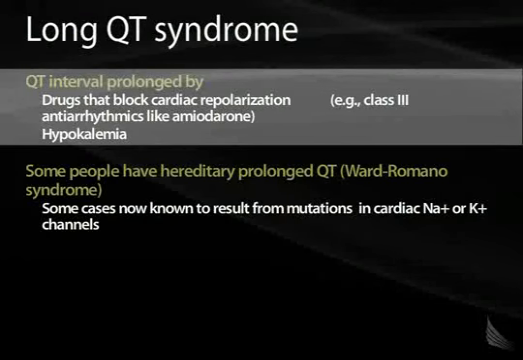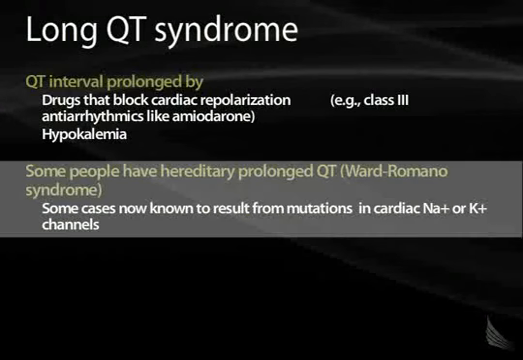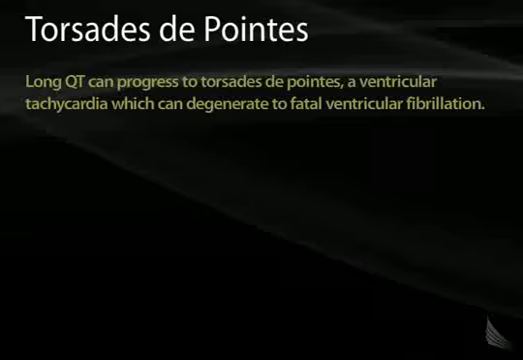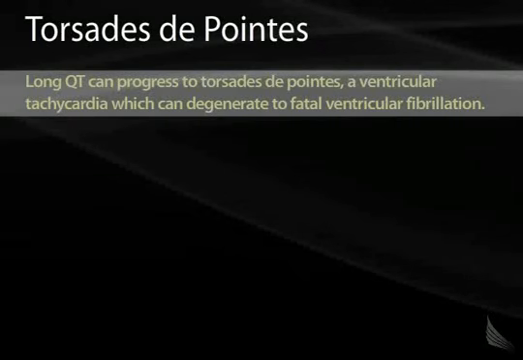Medications such as amiodarone that block cardiac repolarization can prolong the QT. Anything that causes hypokalemia can prolong the QT on the EKG. And some patients actually have a hereditary prolonged QT syndrome. This is also known as Romano-Ward syndrome, and it results from mutations in either the sodium or potassium channels.